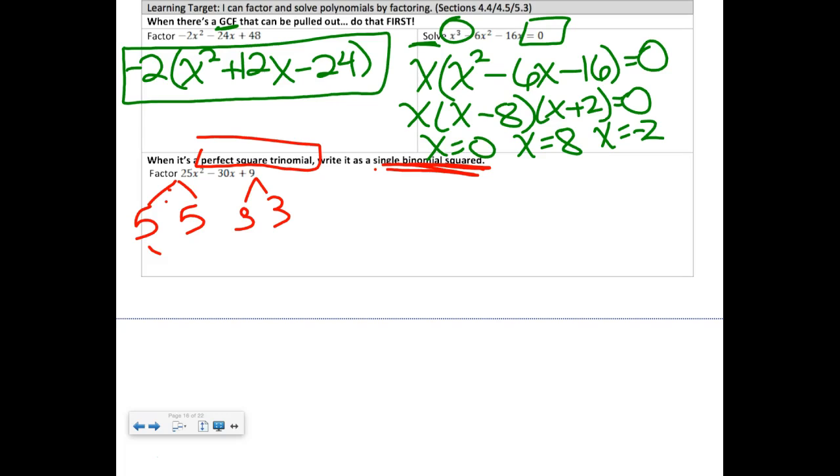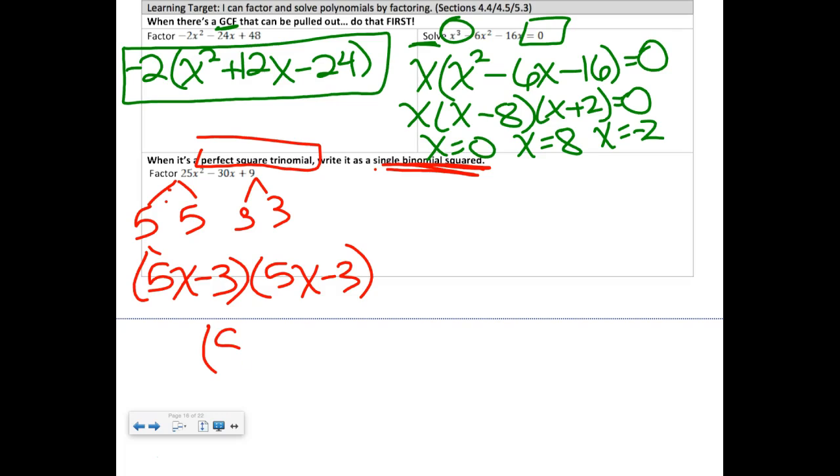Guys, what's 5 times 3? If I add 15 and 15, do I get 30 here? Yeah. So what we're going to say is 5x, notice it's a negative 30, so I'm going to say negative 3, and 5x minus 3. As Algebra 2ers, should you leave your answer like that? No, this is happening twice, so we're going to write it as a single binomial squared. So I'm going to say 5x minus 3 squared.